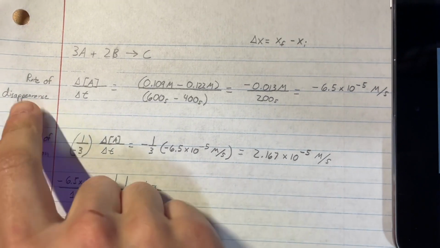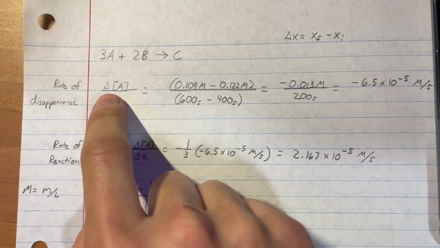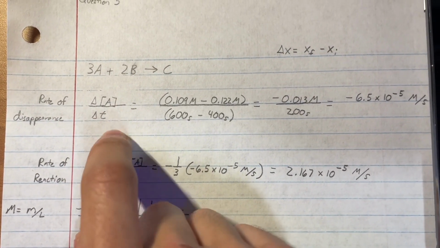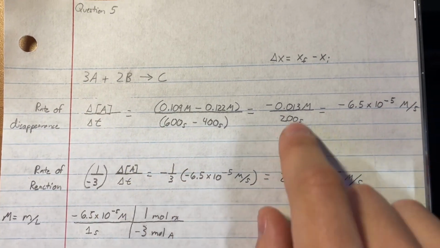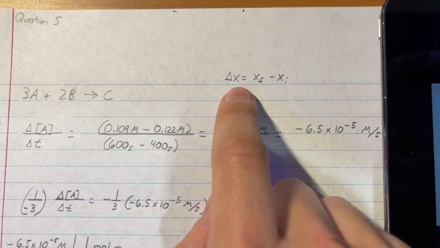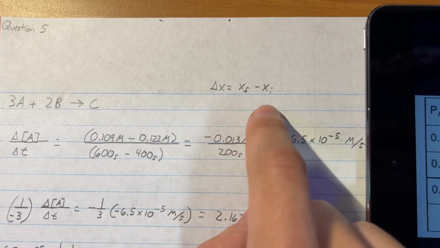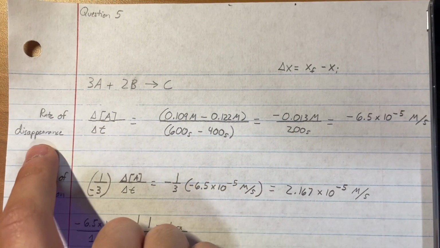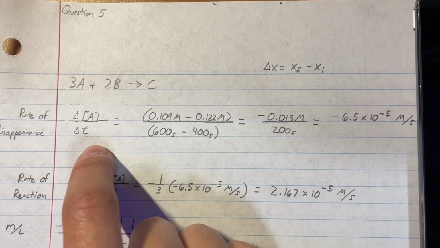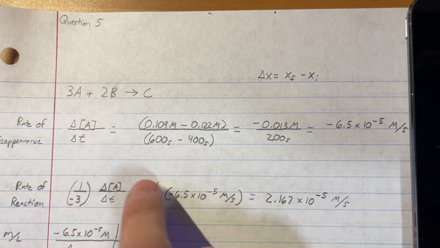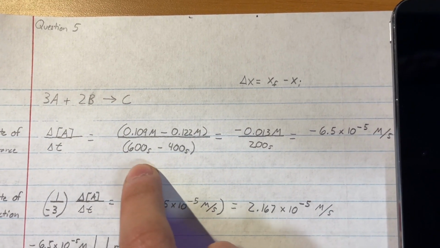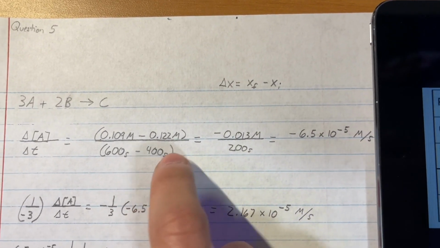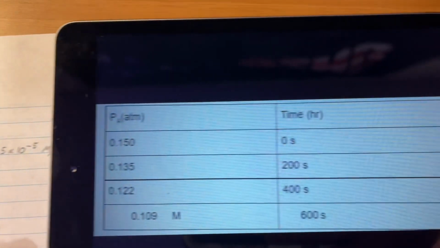The rate of disappearance is the change in concentration over the change in time. This triangle means delta, which means the change in a value, and it's simply the final value minus the initial value. So for the rate of disappearance of A from the 400 to 600 second interval, I put 600 as the final and 400 as the initial, and then we look at our chart here.